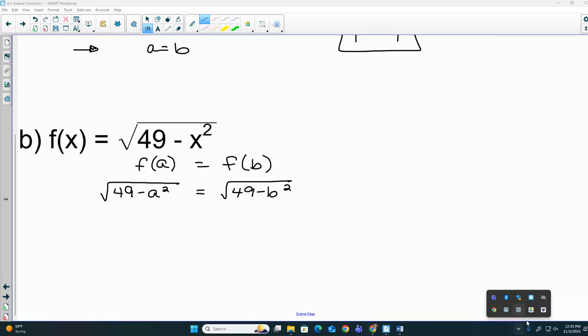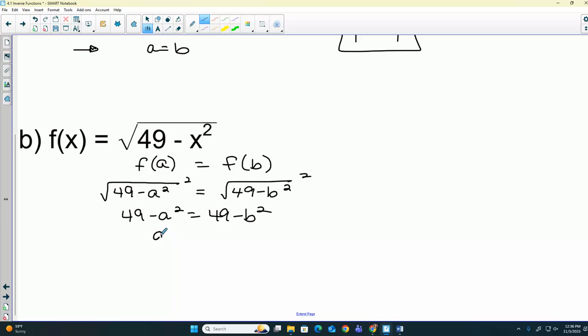See what you get. Square both sides. The opposite of a square root is a square, so we can square each side. So 49 minus a squared equals 49 minus b squared. Subtract 49, so negative a squared equals negative b squared. Divide by negative 1, a squared equals b squared. How do you get rid of a square? Take the square root, but if you take a square root, what else do you have to put? So a could equal positive or negative b.